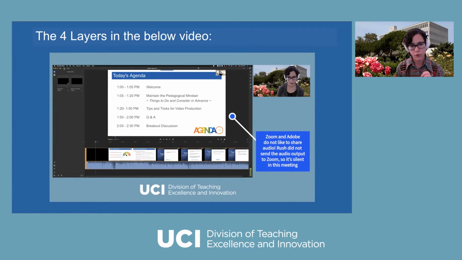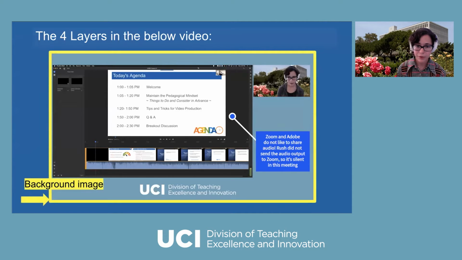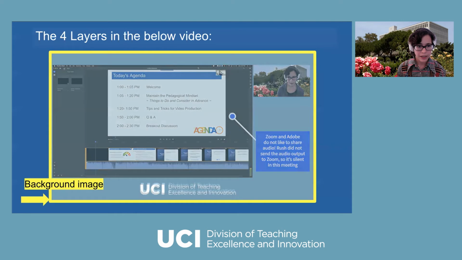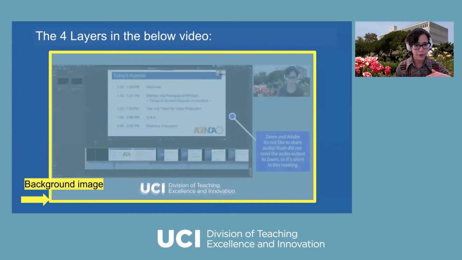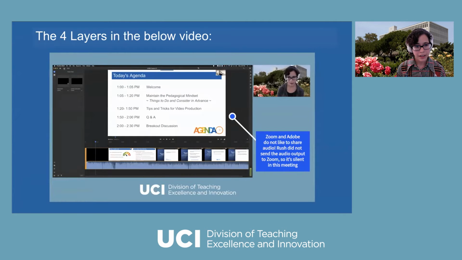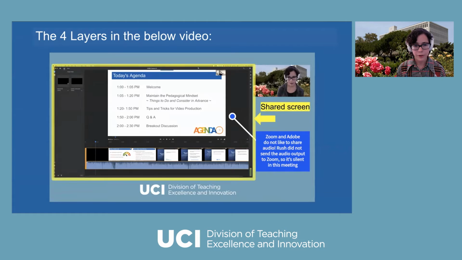So I want to show you exactly what the different layers of this template I created are. So first is the background image that I mentioned, this UCI secondary blue with the logo. And it's an image that looks like this. This is what I created. It's just a solid color with our logo at the bottom. And that's going to be the very bottom layer of my video. On top of that, I put my shared screen. And again, because I had Zoom record my shared screen and my webcam separately, this is its own video.